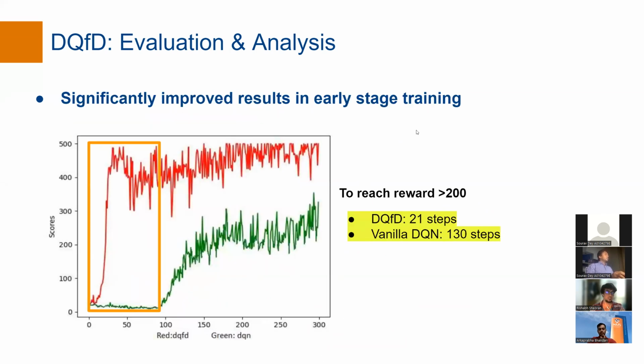And the first thing we note is that there are significantly improved results in early stage training. As you can see, within the first 100 steps itself, there's a clear difference in the performance of the 2 models. For DQfD, we take about 21 steps to cross the reward of 200, whereas in vanilla DQNs, we take 130 steps to cross 200 for the first time.